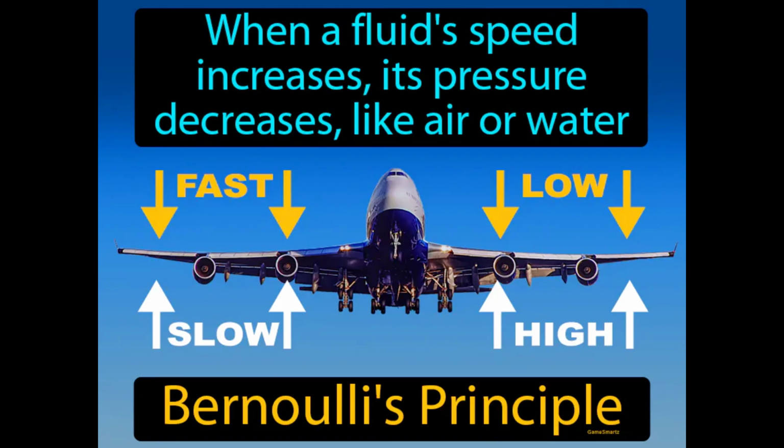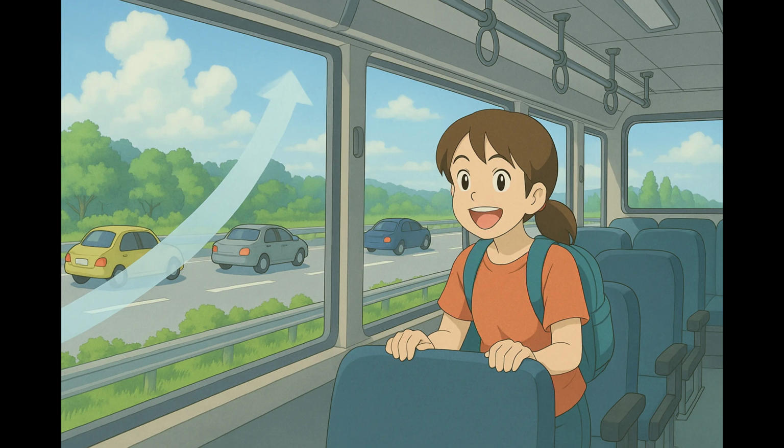When a fluid's speed increases, its pressure decreases, like with air or water. Bernoulli's principle. This principle explains that in a flowing fluid, an increase in speed results in a decrease in pressure. Imagine you're in a traffic jam where all the cars are moving slowly, and suddenly the traffic clears, allowing everyone to speed up. This is similar to Bernoulli's principle, where when a fluid like air or water speeds up, the pressure within it decreases. Just like how cars spread out and there's less congestion when they move faster.